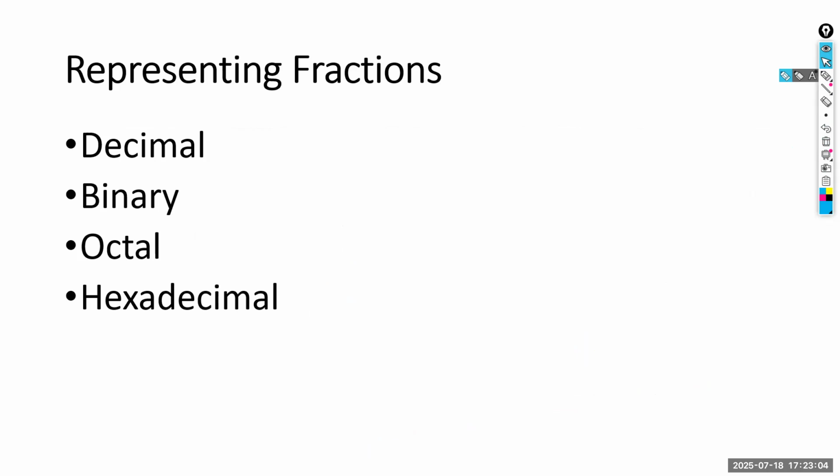Famous number bases. That is base 2, base 8, base 16. So our next subtopic is representing fractions in these bases or any other base. But before moving to that, I want to double check whether you have got that understanding and that confidence. So I will give you just one or two exercises to check.